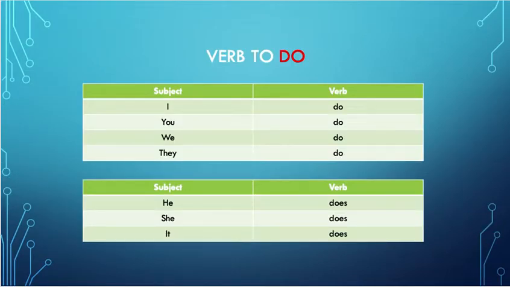In English, to make questions, we use the verb do. So you must know the verb to do. Okay, you can see here, we say I do, you do, we do, they do. But for he, she, and it, we say does. So he does, she does, it does. If you want, you can stop the video just to copy that.